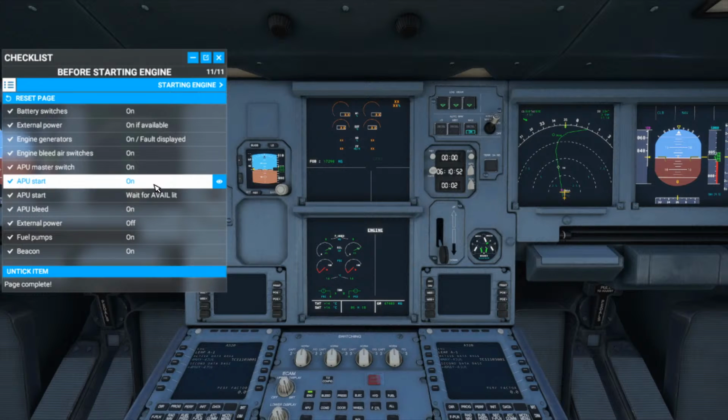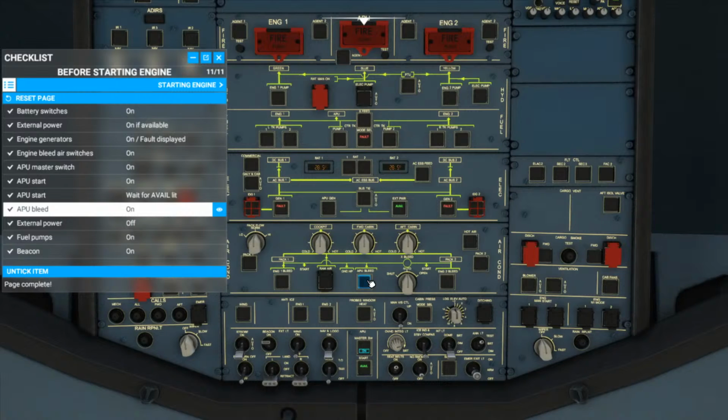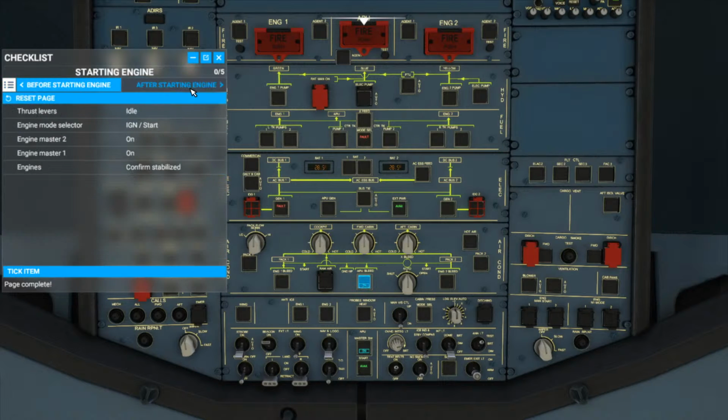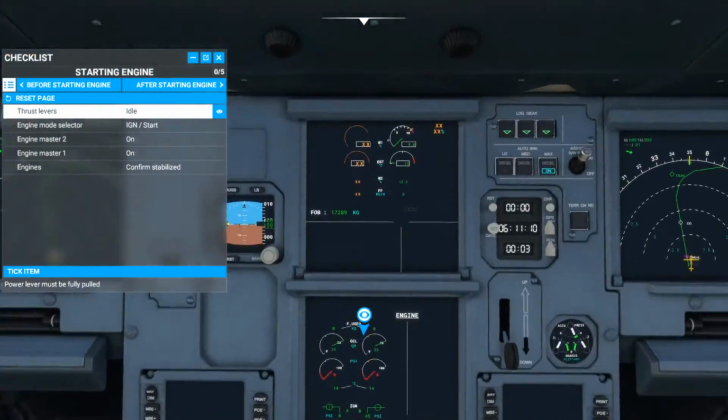Let's go to APU bleed to make sure it's on. There we go. That's what we missed. Oh, look at that. See? Now you know if you missed something.